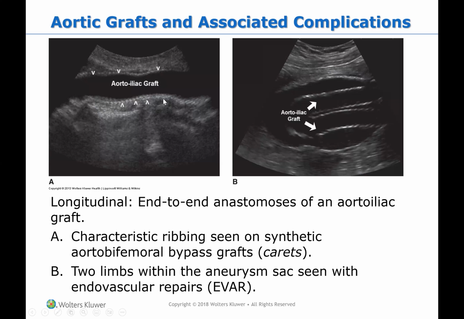Bypass graft. Sometimes you'll even see this: you'll see two limbs within the aneurysm. Look how big the aneurysm was. This is huge. That's the whole aorta. So they are going to graft it and make the blood flow through the graft to repair that.